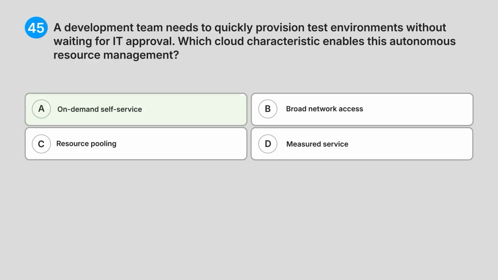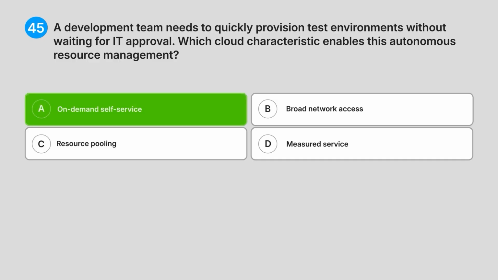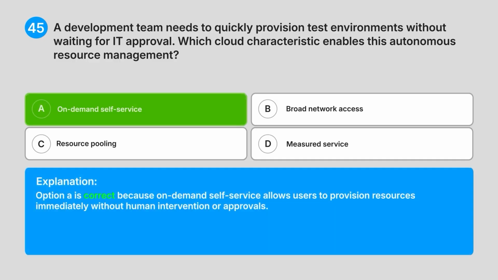Correct answer, A. On-demand self-service. Explanation: option A is correct, because on-demand self-service allows users to provision resources immediately without human intervention or approvals.